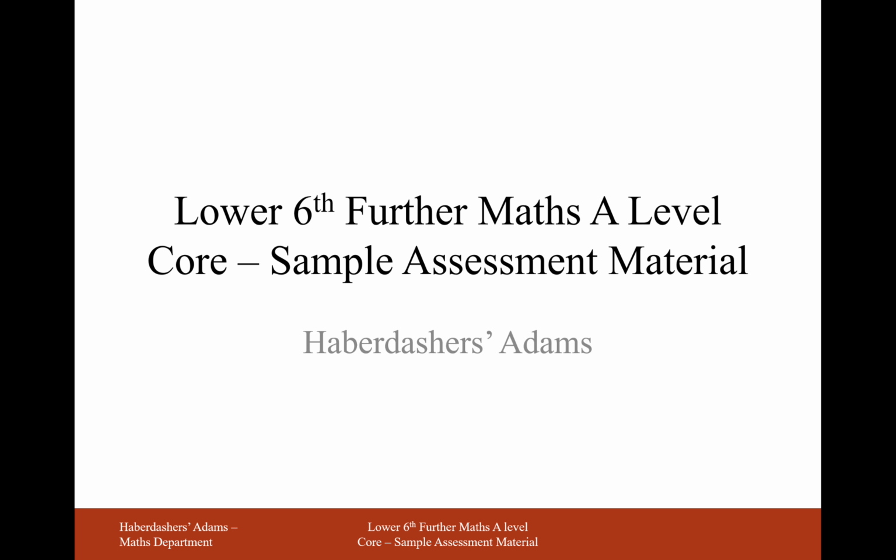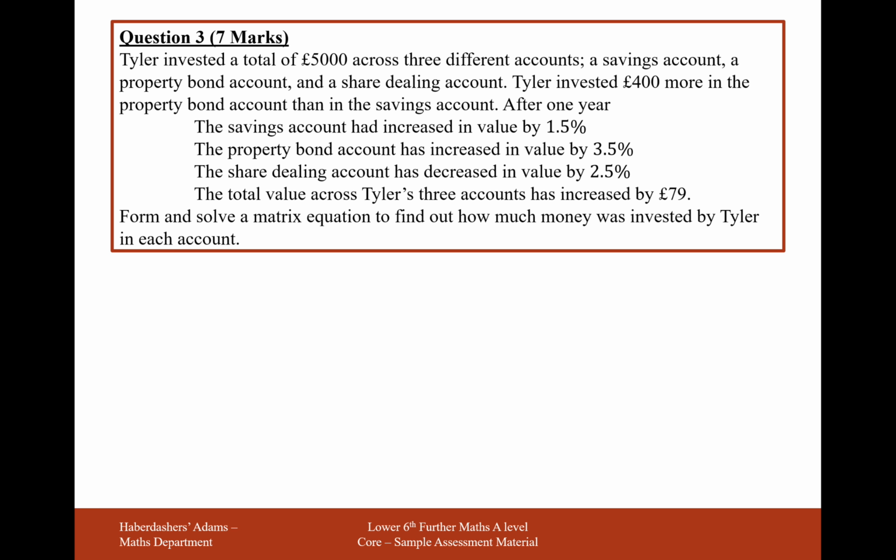This is the core part of the sample assessment material. Here we're on question 3. So Tyler invested a total of £5,000 across 3 different accounts: a savings account, a property bond account and a share dealing account. Tyler invests £400 more in the property bond than in the savings account. After 1 year, the savings account increased by this amount, and this amount. Form equations. Right, okay, let's go back to the start, read through the question and form some equations.